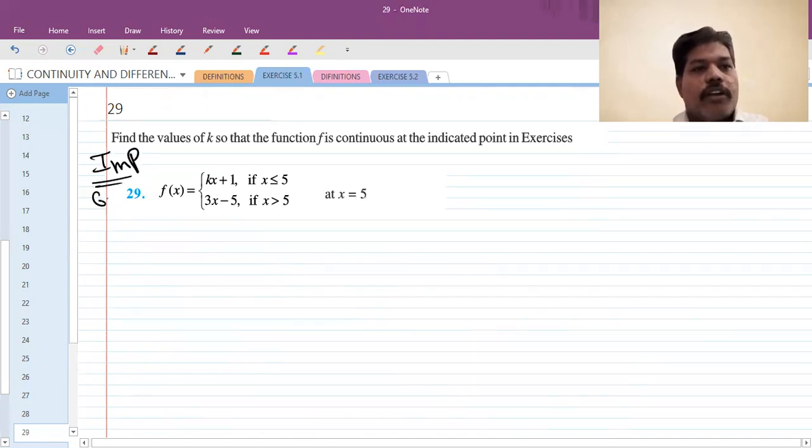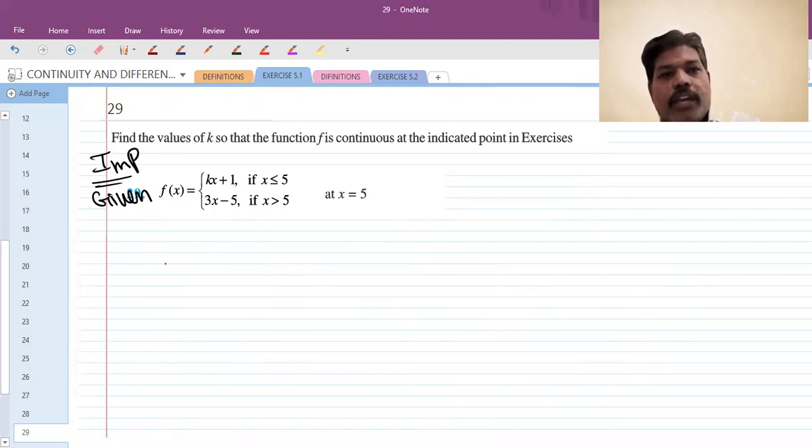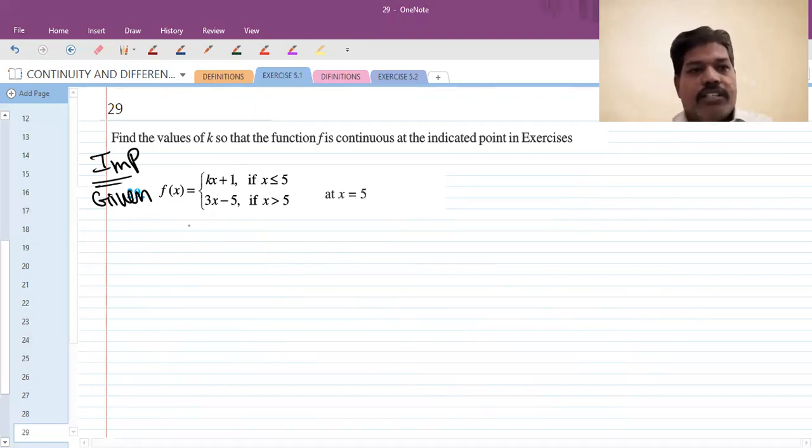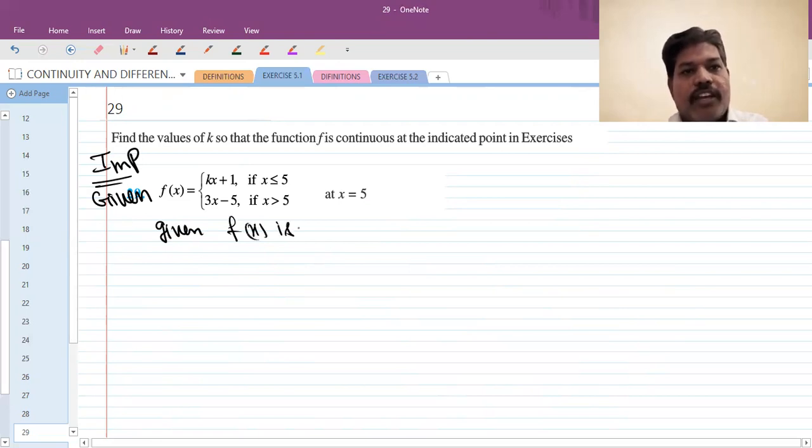So first you have to take the given f of x is equal to kx plus 1 if x is less than or equal to pi, 3x minus 5 if x is greater than 5. Then they are asking what the k value is. First we have to see what condition is given: given f of x is continuous at x is equal to pi, at x is equal to 5.